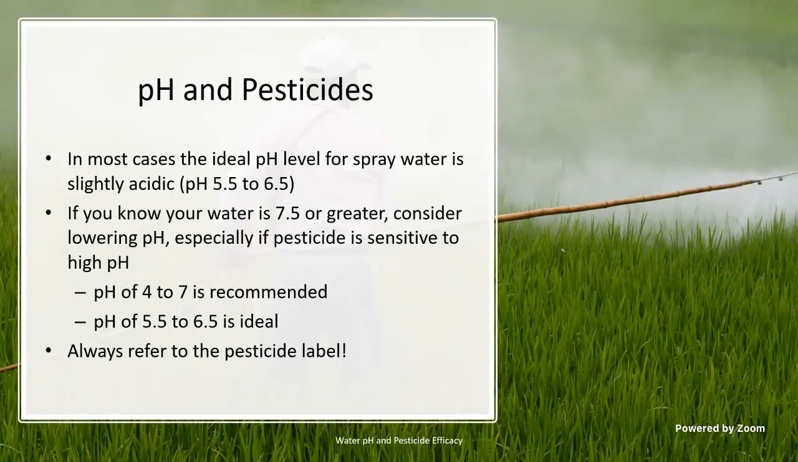Always refer to the pesticide label for your specific product, because there are some labels that specify the pH. You may find some variation in recommended target pH. These are guidelines and recommendations. The label will have the best information specific to each product.